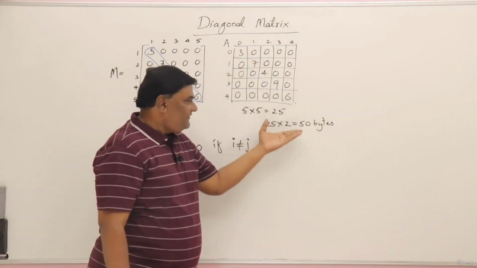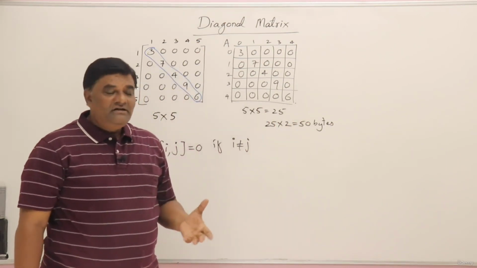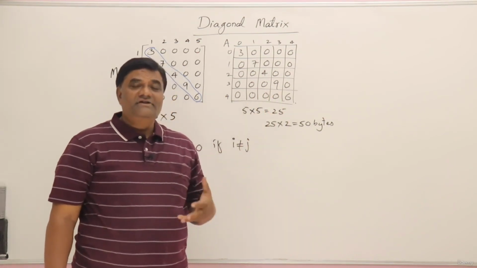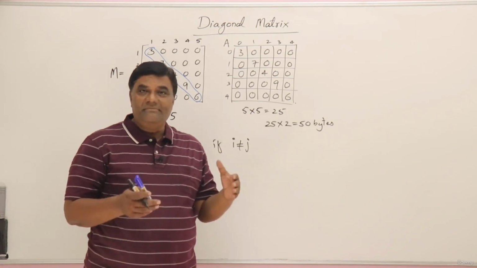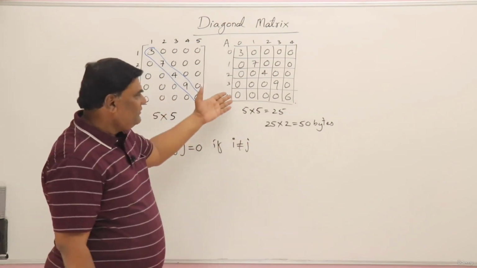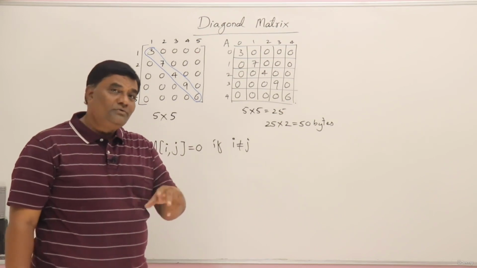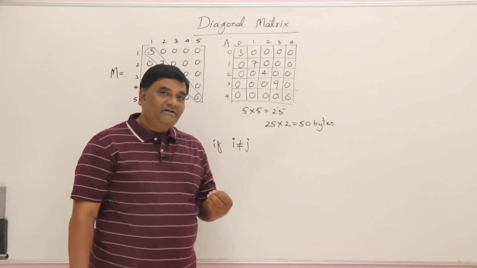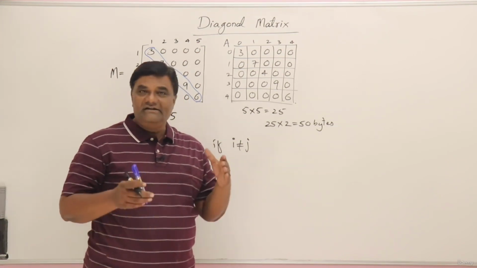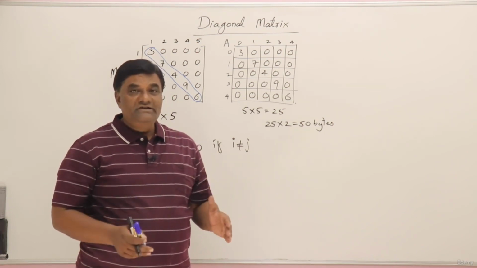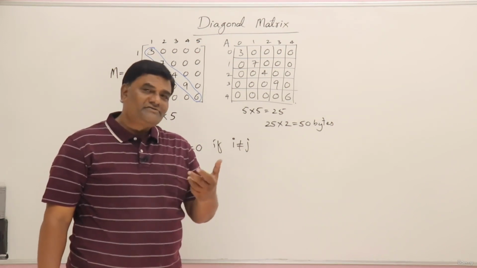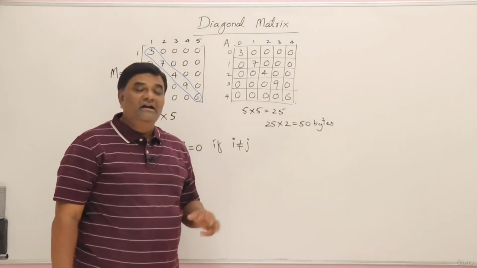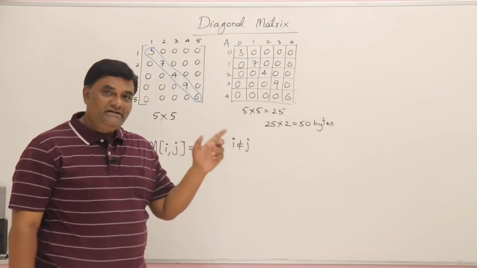So if I am storing this in 50 bytes of memory, then storage of 0 elements is unnecessary. So it is wasting space. As well as when I am processing diagonal matrices, like if I am adding 2 diagonal matrices, then adding zeros is of no use. If I am multiplying 2 diagonal matrices, then multiplication with zeros is of no use. So I will be wasting time in processing upon zeros. So the idea here is that we want to store only non-zero elements. So how can we store only non-zero elements? For only non-zero elements, we can take just a single dimension array and store these elements. So let us see how we can do that.